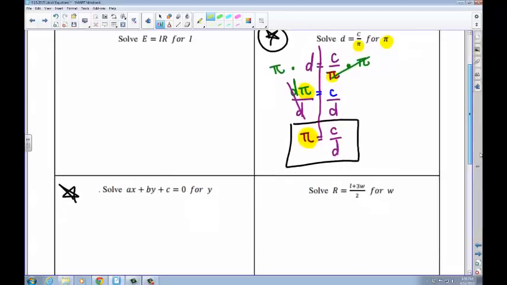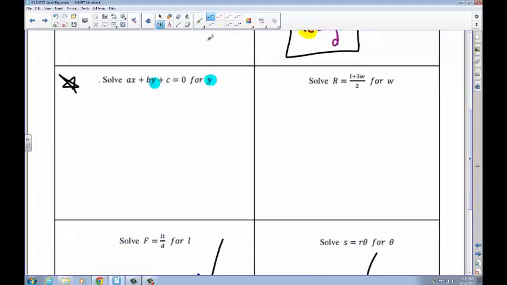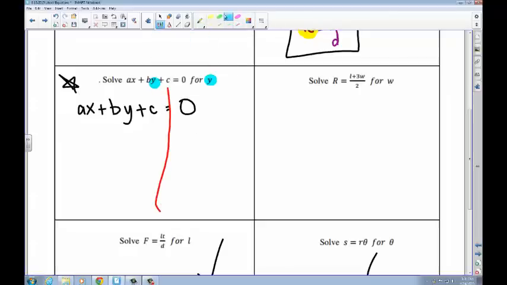Okay, so now we're going to look at solve ax plus by plus c equals 0, and we're solving for y. Okay, so I'm going to highlight my y. We're solving for y. I'll rewrite it. Ax plus by plus c is equal to 0. I'm going to draw my line down the equal sign, and then I'm going to take out my highlighter to remind me, okay, everything else can go but my y, because that's what I need to isolate.